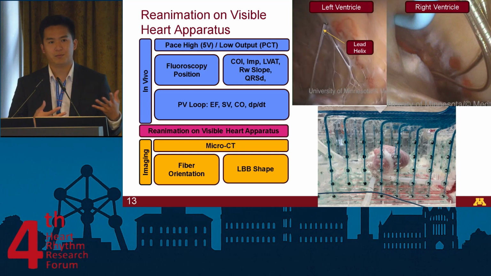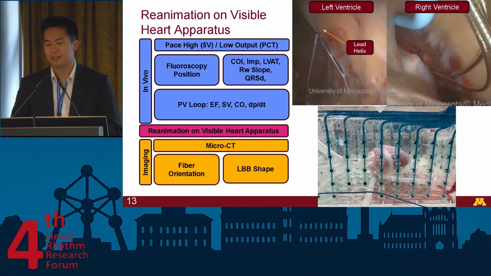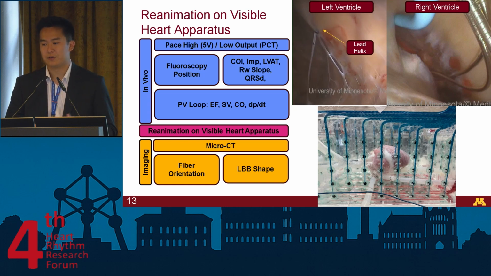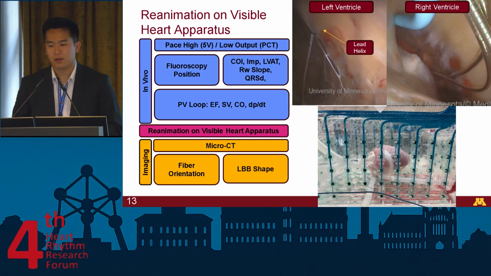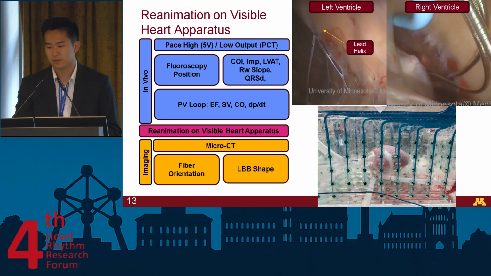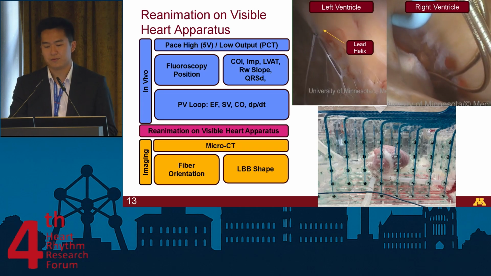Afterward, leaving the leads in place, which required careful dissection, we then recannulated the heart and put it onto the Visible Heart apparatus. And here you can see views of the left ventricle and right ventricle, showing where we had screwed in the lead helix into the left bundle branch anterior fascicle, and then right where it split off into the Purkinje system. And then here's just a view of the right side.